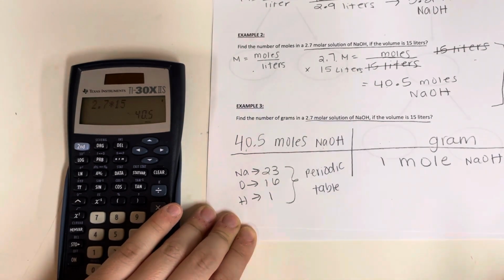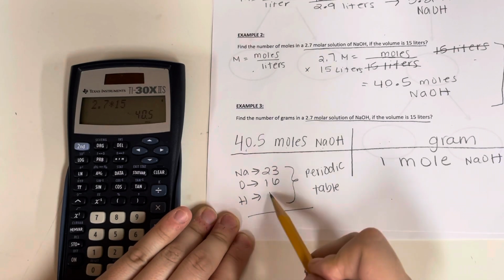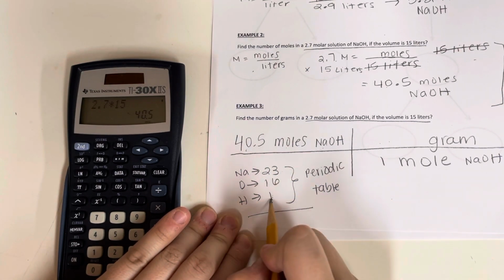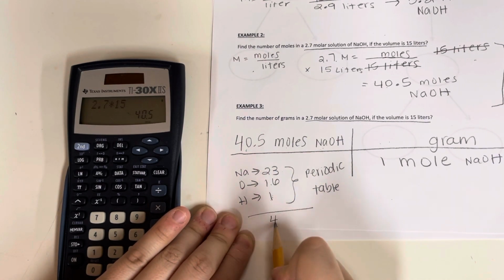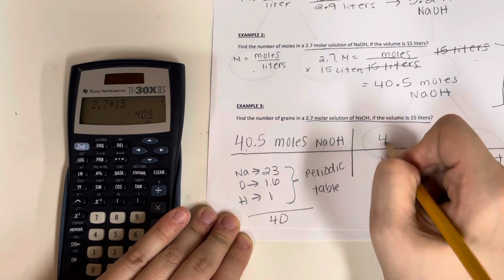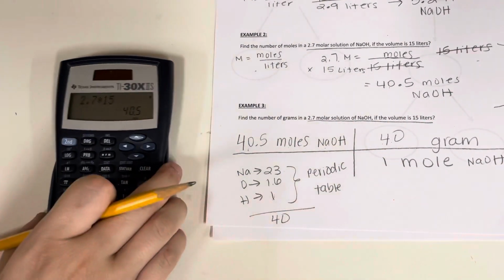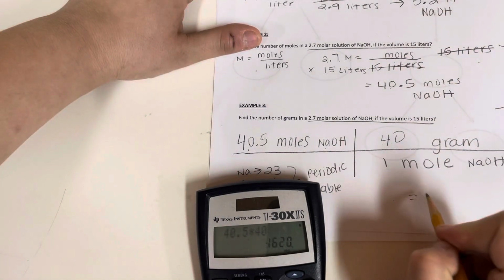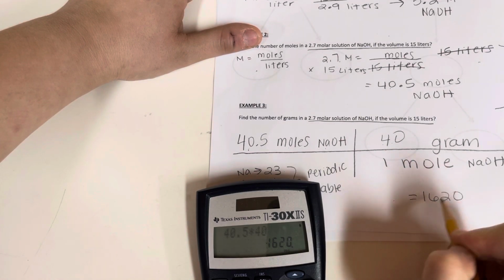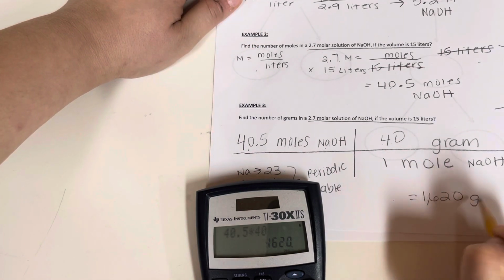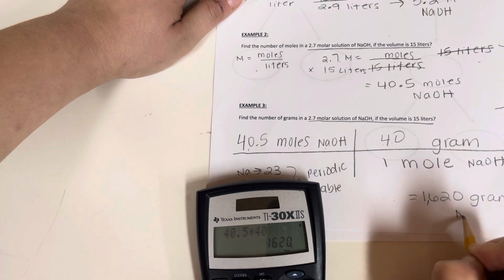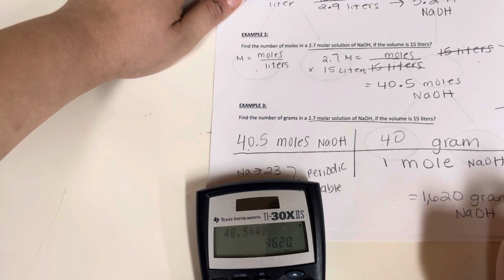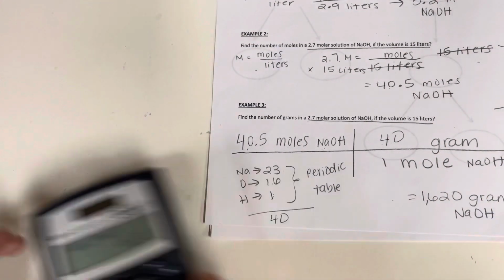Okay, so we add this up. 23 plus 1 is going to give me 24. Plus 16 is going to give me 40. So this is going to be 40 grams. In order to get your answer, you're going to do 40.5 times 40, and that will equal 1,620 grams of NaOH. And that's how we got there.